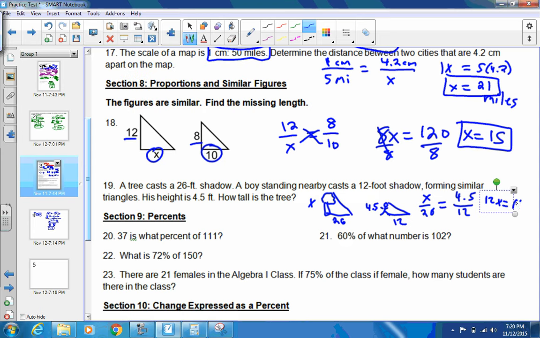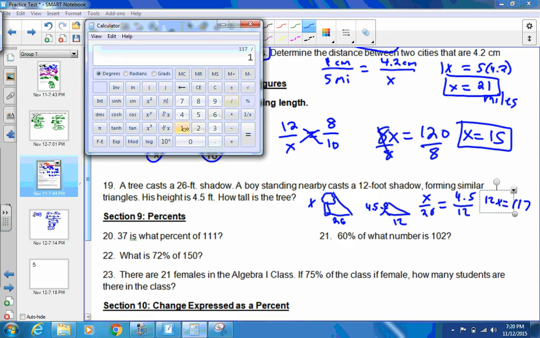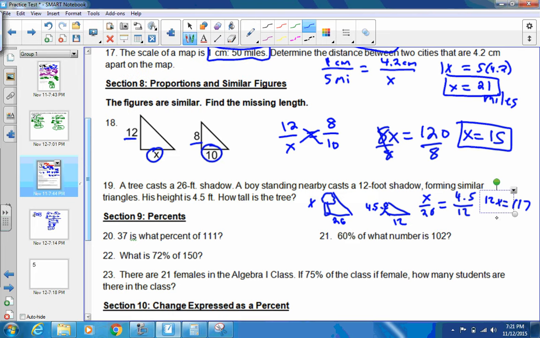And that's 117. And divide that by 12 to get your answer. It's not going to be a perfect answer, but 9.75. That means the tree is 9 3/4 feet tall. Okay, that seems to make sense. If the boy is 4.5 feet tall and he casts a shadow of 12 feet, the tree would be 9.5 feet tall, or 9 3/4 feet tall, and it seems like it would make sense. So that's section 8.